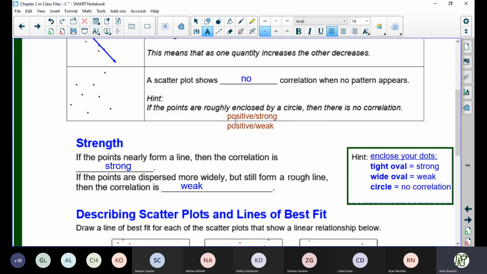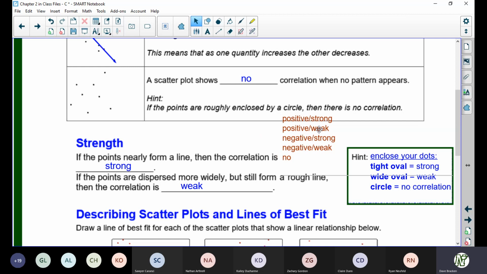But what's another possibility? Well, you could have negative. So you could have a negative down to the right, strong. You could also have a negative and a weak. And the only last one there is if you have no correlation, not positive or not negative. These are the only 5 possibilities for correlation, okay? Positive strong, positive weak, negative strong, negative weak, no correlation.